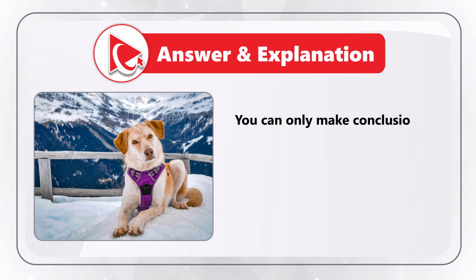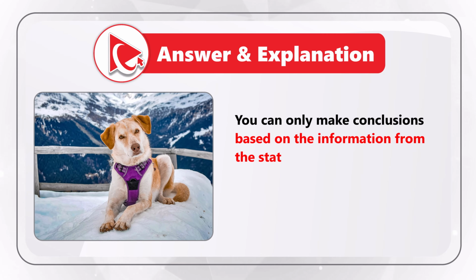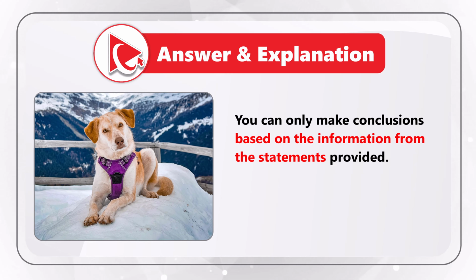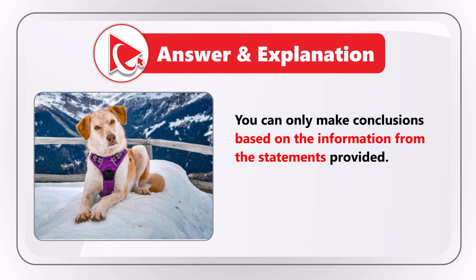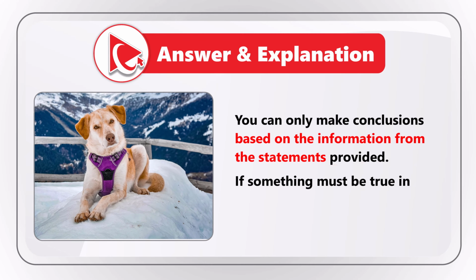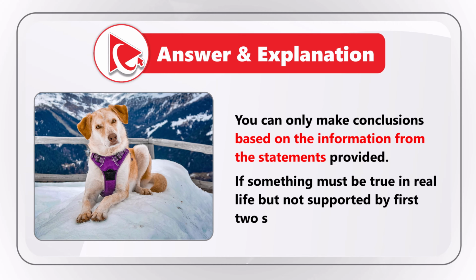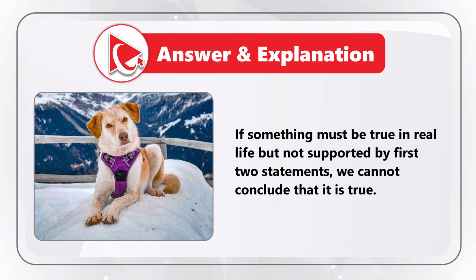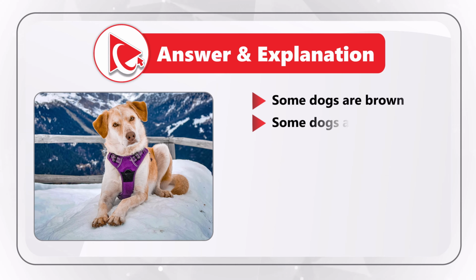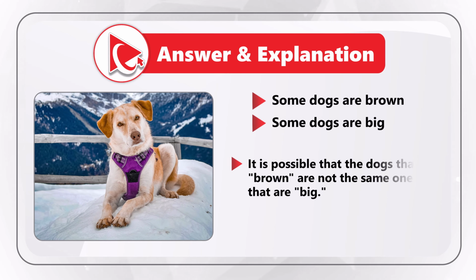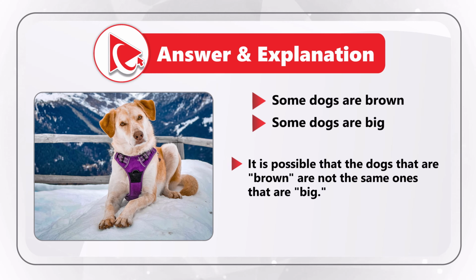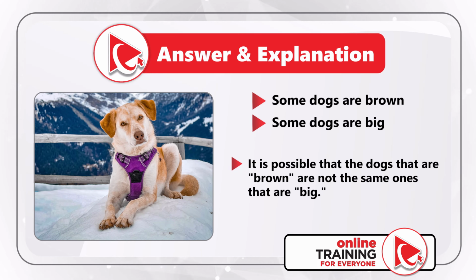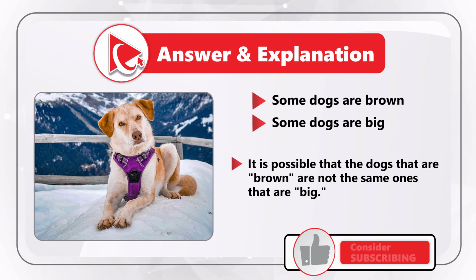What's important to know about these types of questions is that you can only make conclusions based on the information provided in the statements. Which means that if something must be true in real life, but is not supported by the first two statements, we cannot conclude that it is true based on the question asked. So let's look at the first two statements. It is possible that the dogs are brown, but at the same time, they are not big, because the statements do not definitively conclude any of this information.